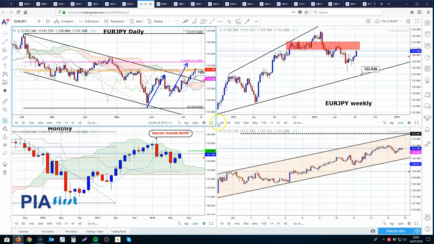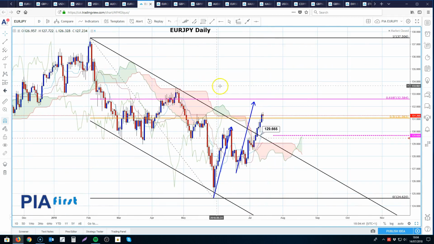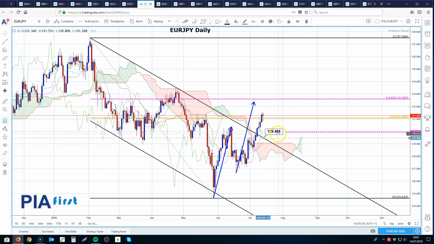So euro yen, we've broken out of a channel formation to the upside. We've stalled, but dips are still being bought into. We've got an ABCD corrective formation located at 132.35. We've got our 61.8% pullback level at 132.58. That is the focus this week. To the downside, we've actually got support around about 130, the figure. And we've got trendline support that's going to be coming in around about 129.40.